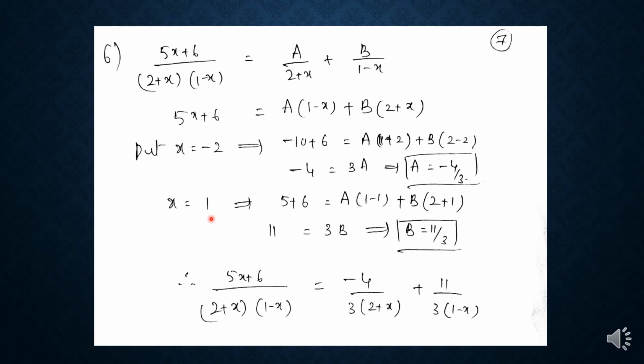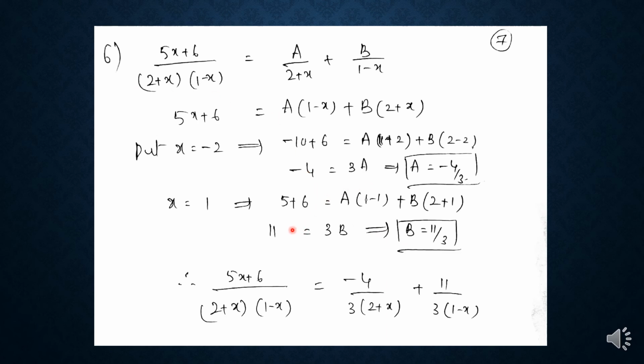Now this time put x is equal to 1, that becomes 5 into 1, 5 plus 6 is equal to a into 1 minus 1 plus b into 2 plus 1. Then 5 plus 6 is equal to 11, 11 is equal to a into 1 minus 1, that is 0, plus b into 2 plus 1, that is 3b. So b is equal to 11 by 3. So now we got the values of a and b here.